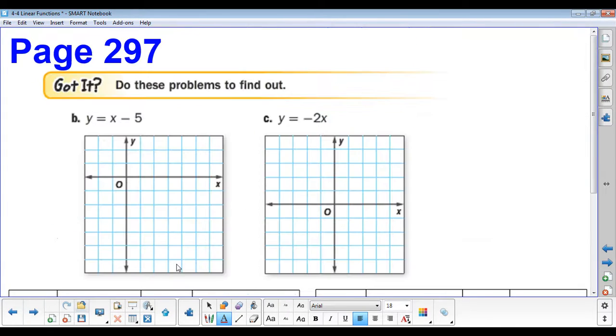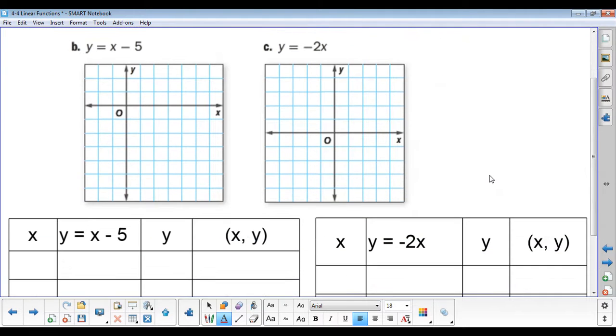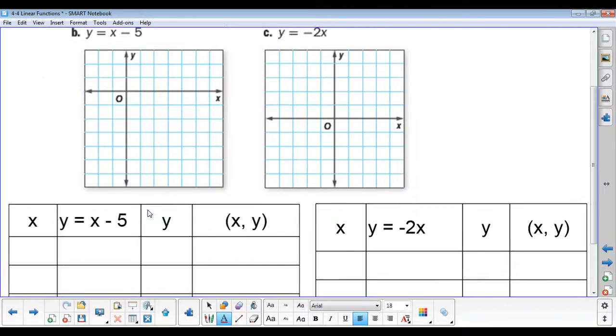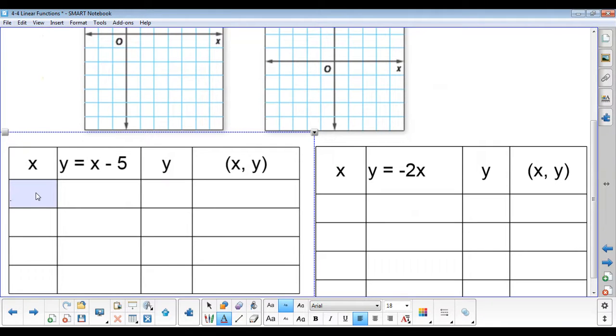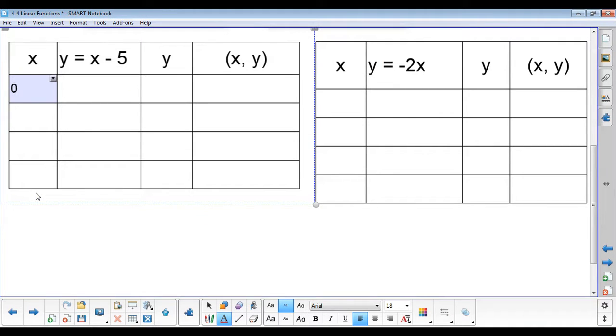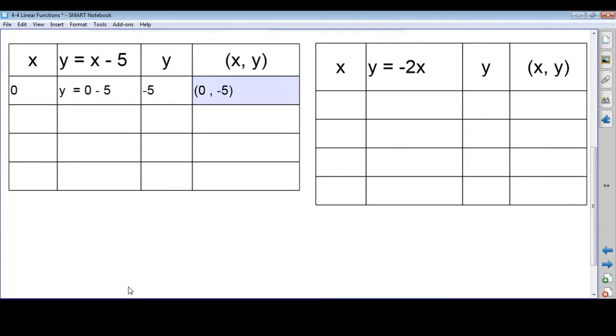So on the next page, they want us to graph these two. So I'm just going to go ahead and do it for us. We're picking the values. I'm going to go ahead and pick 0, 1, 2, and 3 for each of these. So we're trying to see what is 0 minus 5. Oh, look at that. It's negative 5. And then as an ordered pair, that'd be 0, negative 5. I don't think you guys need to watch me do this whole thing, so I'm just going to cut to where the solutions are up and you can double check.